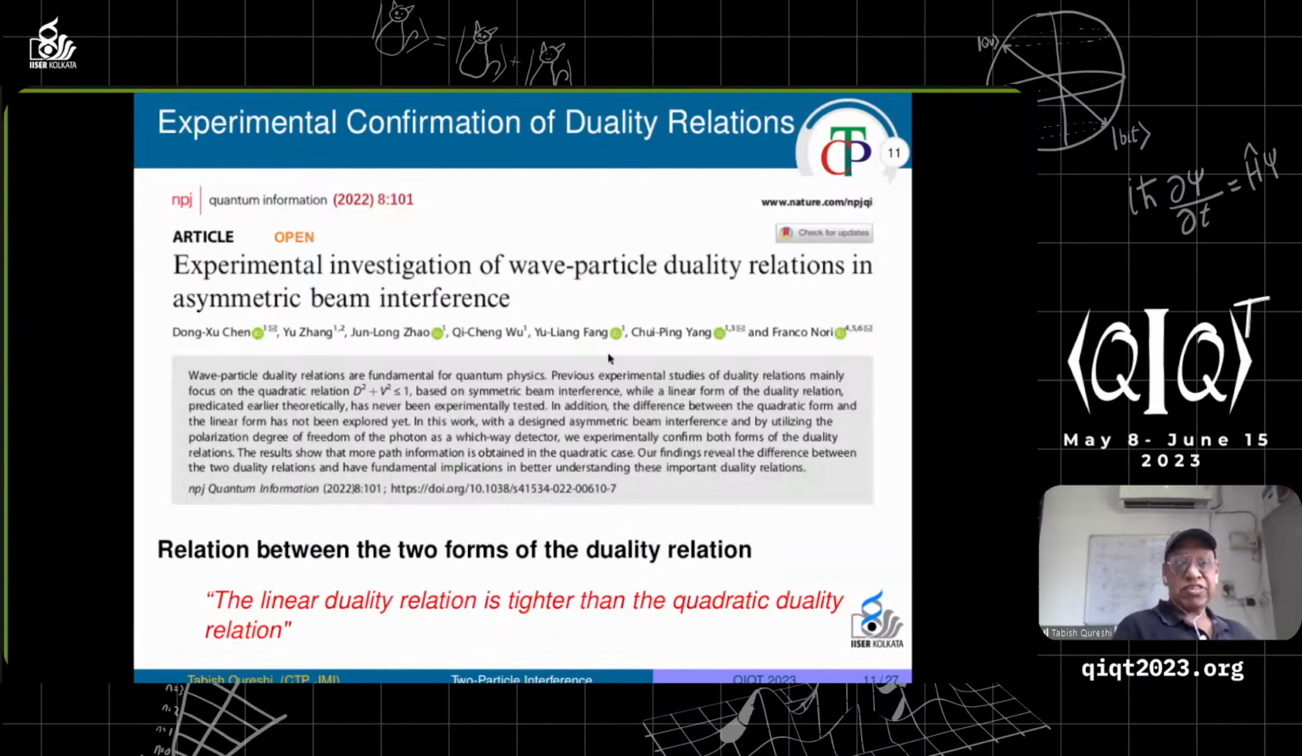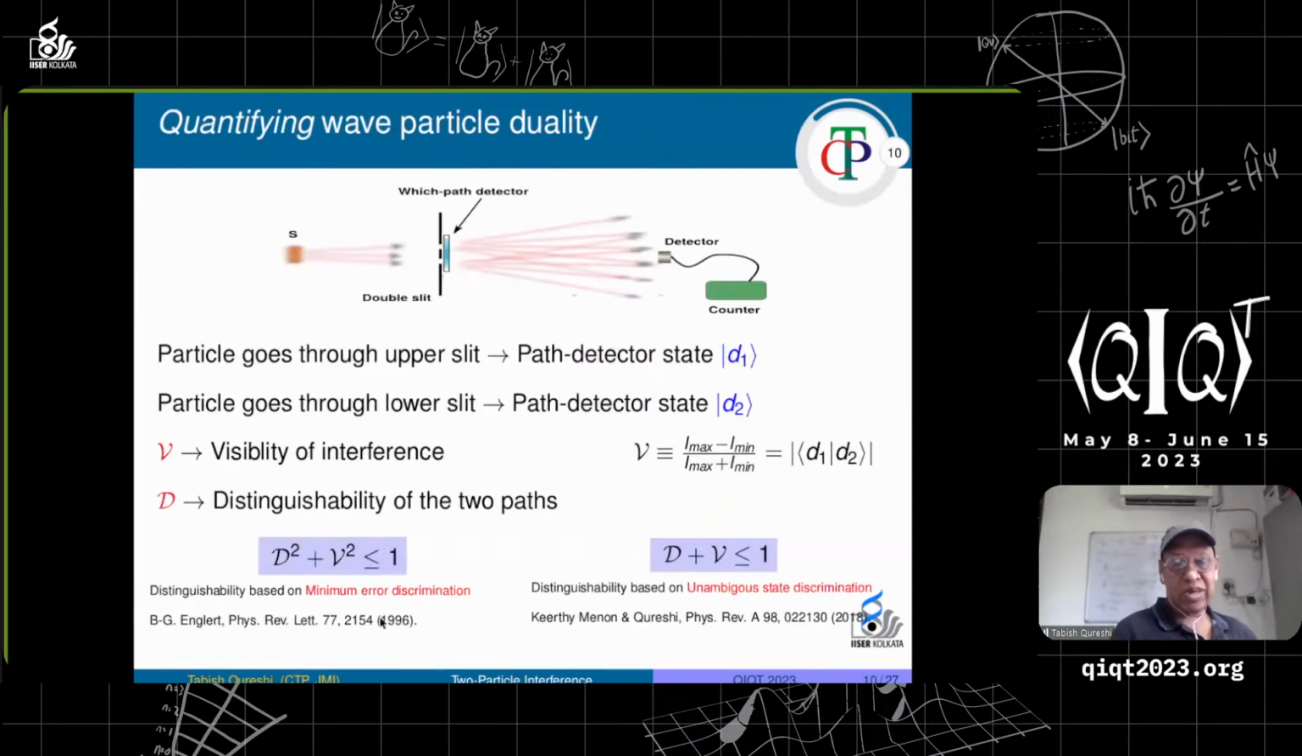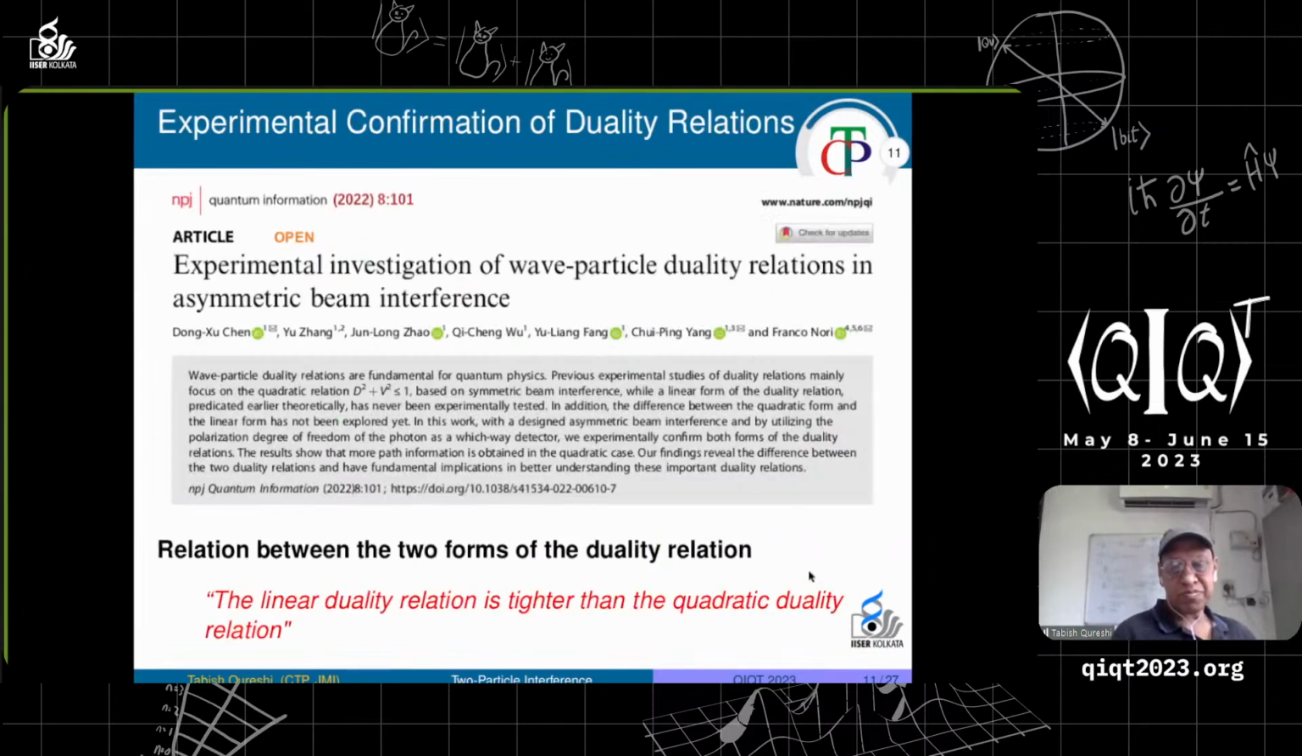So these relations were actually experimentally verified last year by Franco Nori, who was the inaugural speaker yesterday in this meeting. He and his collaborators investigated both these relations, and they have a surprising conclusion. They say that this linear duality relation, that means this one, is tighter than the quadratic duality relation. We had not even thought that for two slits it would be better.